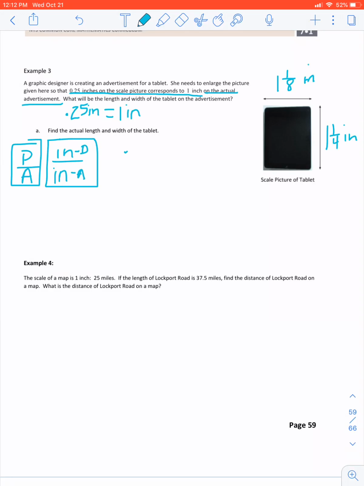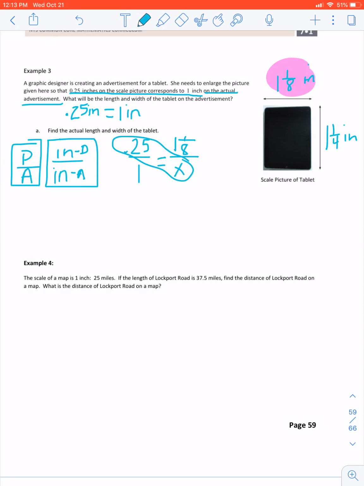All right, so we're going to start with the scale. The scale is 0.25 in the drawing is 1 inch in actual advertisement. And we're going to do this one first right here. That's going to be our width. We'll find the width first. Now that's 1 1/8 inches. That's in the actual drawing. So I'm going to put 1 1/8 on the top and we're going to find the actual dimension. So I'm going to put x on the bottom.